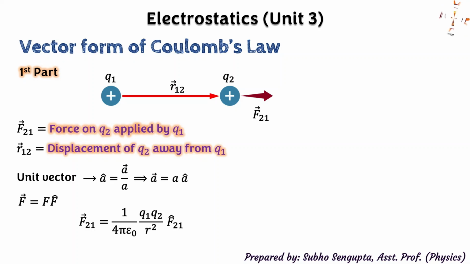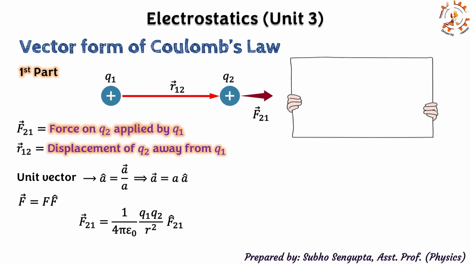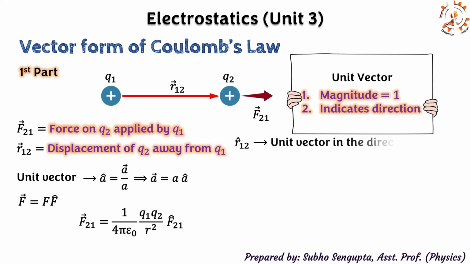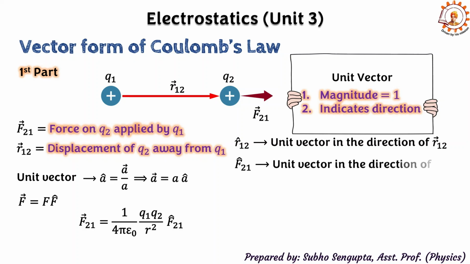Before moving further, let me tell you what a unit vector actually is. Well, a unit vector is a vector of unit magnitude which is used to indicate direction. So, you must remember that magnitude of every unit vector is always 1 and it indicates only direction. So, R suffix 12 hat is the unit vector of vector R suffix 12 in its direction. Similarly, F suffix 21 hat is the unit vector of vector F suffix 21 in its direction. Magnitudes of both the unit vectors are equal to 1.